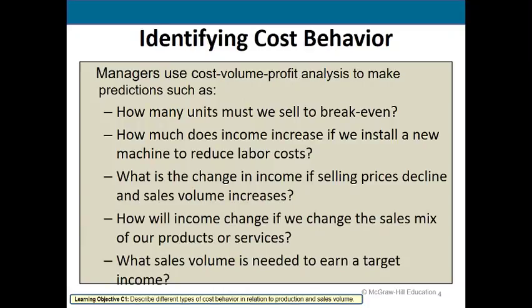So managers use cost volume profit analysis to make predictions such as how many units will we sell or must we sell to break even? How much does income increase if we install a new machine to reduce labor costs? What is the change in income if selling prices decline and sales volume increase? How will income change if we change the sales mix of our products or services? And what sales volume is needed to earn a target income?